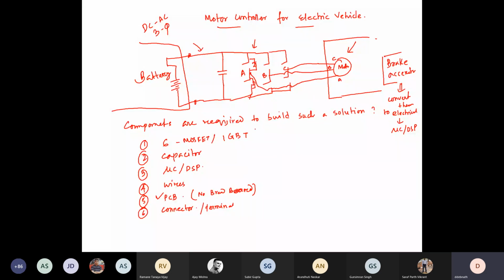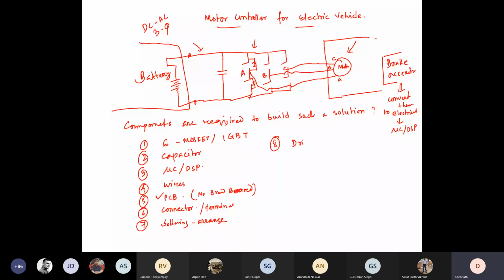So we need gates and oscillators. Soldering for the PCB. One by one. Can you repeat? Soldering for the PCB. Right. We need some soldering arrangement. Yes. So we need logic gates and oscillators. Basically, we need the driver circuit. In that, those things will be there.